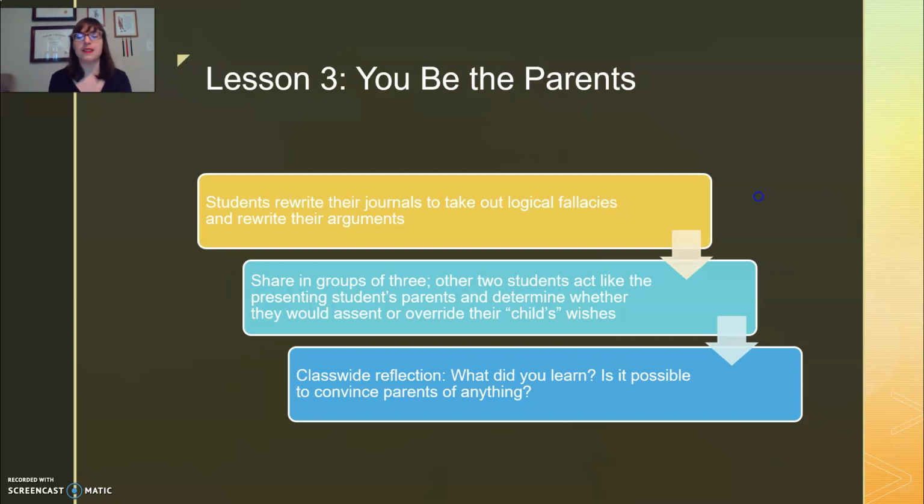And then we'd get together for a class-wide reflection. What did they learn? And would it be possible to convince parents of anything, including that there is a right to party? So these are the 3 methods that I came up with. I think they could all work. It would probably depend on the group that I have, the level of background knowledge that they have, and their level of maturity as well. But I think all 3 could be really useful.